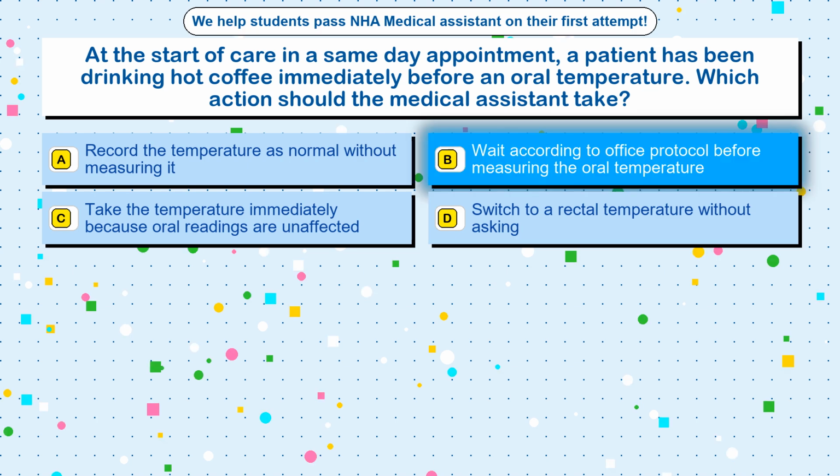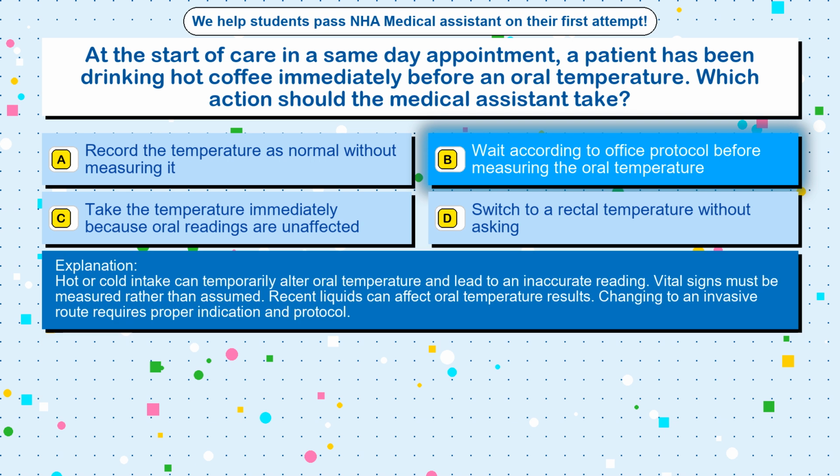The correct answer is option B, wait according to office protocol before measuring the oral temperature. Hot or cold intake can temporarily alter oral temperature and lead to an inaccurate reading. Vital signs must be measured rather than assumed. Recent liquids can affect oral temperature results. Changing to an invasive route requires proper indication and protocol.